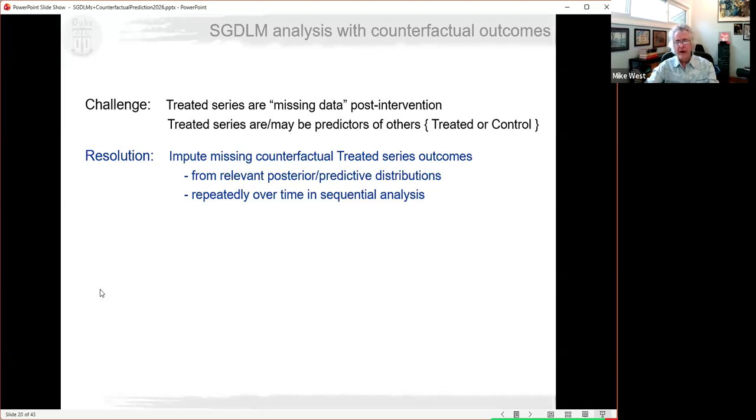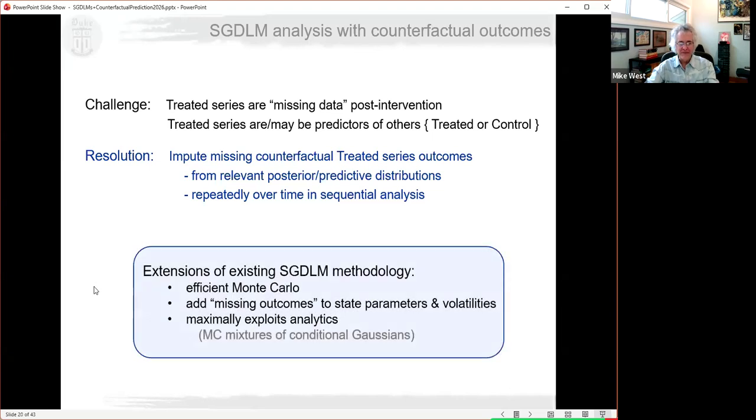In two little paragraphs, that's 75% of Luke's thesis. So it's easy to say. And there are some real advances that have been made there. And the advances are based on the theoretical structure of the existing methodology. I mentioned earlier that forecast distributions in the Monte Carlo analysis are theoretically mixtures of large numbers of conditional Gaussians, averaging over the Monte Carlo sample. And we maximally exploit these analytics to apply to the counterfactual setting.